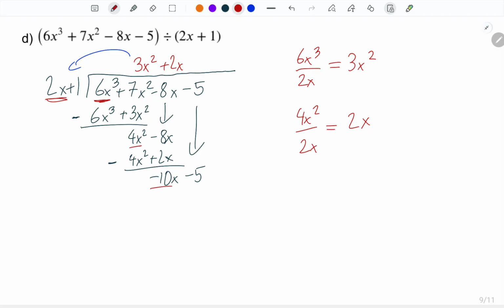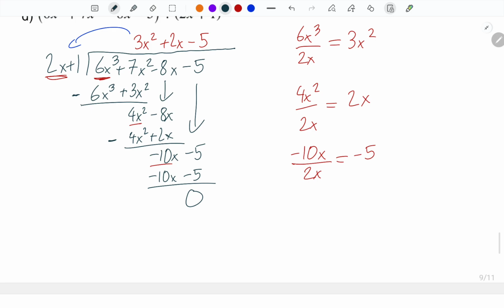All right, and repeat. So now we have negative 10 in front. Divide that by 2x. That's going to be negative 5. So minus 5 there. And multiply that minus 5 in. So it's minus 10. Negative 5 times 1 is a negative 5. That gives you 0.